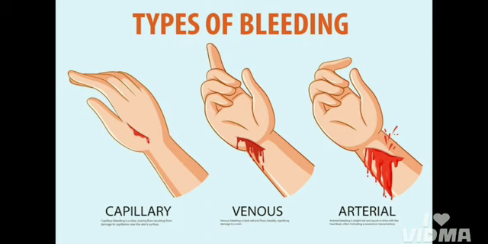Then we can see about the signs and symptoms of hemorrhage. First of all, early signs and symptoms. In hemorrhage, the early signs that can be seen are restlessness and anxiety, feeling faint, pallor, feeling thirsty, cold to touch, dizziness, nausea, tiredness, shortness of breath and weakness.